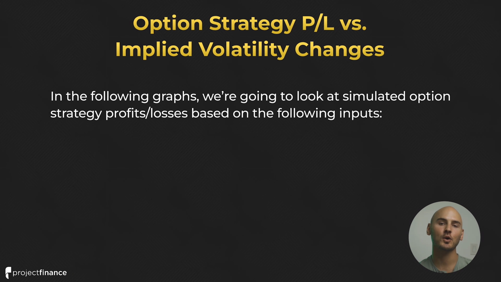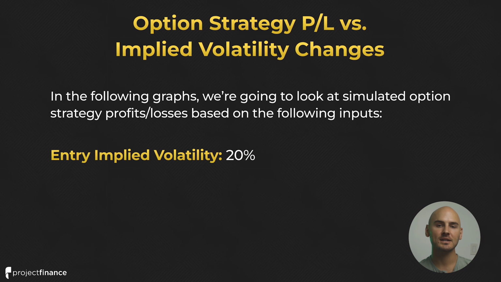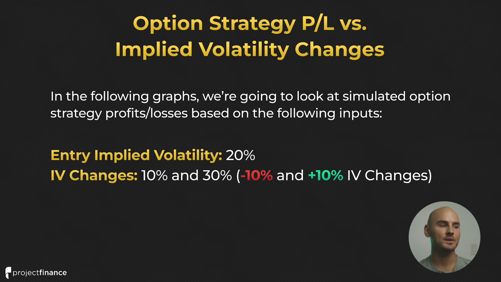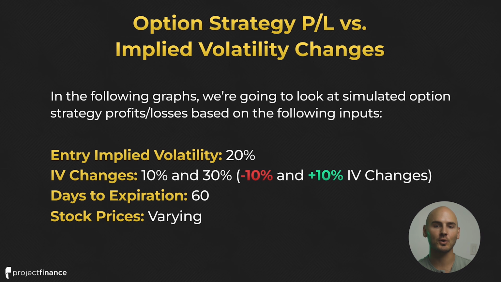In the following graphs, we are going to be looking at simulated option strategy profits and losses based on the following inputs. The entry implied volatility for all of these scenarios is 20%. Then we're going to change the implied volatility to 10%, meaning a 10% drop in implied volatility from the time of entry, and also look at 30% IV, which would represent a 10% increase in the implied volatility from the time of entry. The days to expiration for all the simulations is 60 days, and we're going to hold that constant, and we're going to look at various stock prices.